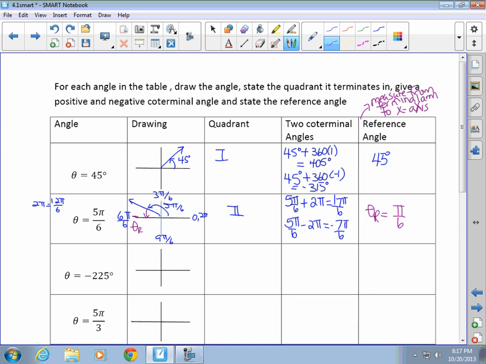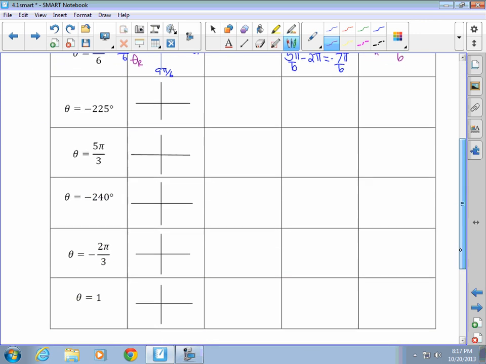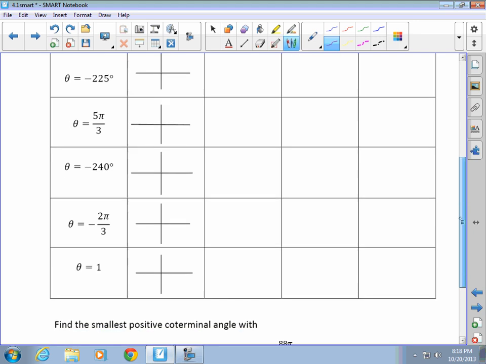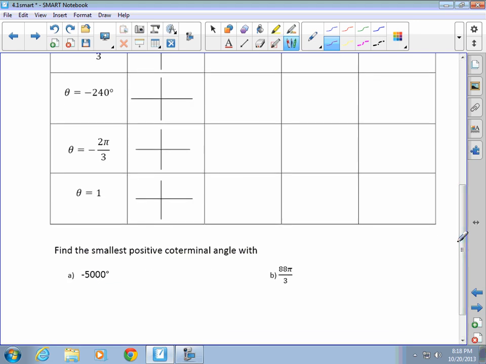Okay, so I'm going to leave the rest of these for you to fill in on the chart, and then we'll go back and correct them together. So the next one says, find the smallest positive coterminal angle with negative 5,000 degrees. Okay, so the smallest positive coterminal angle.